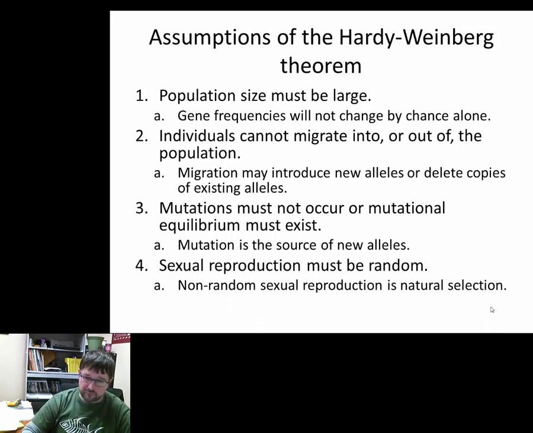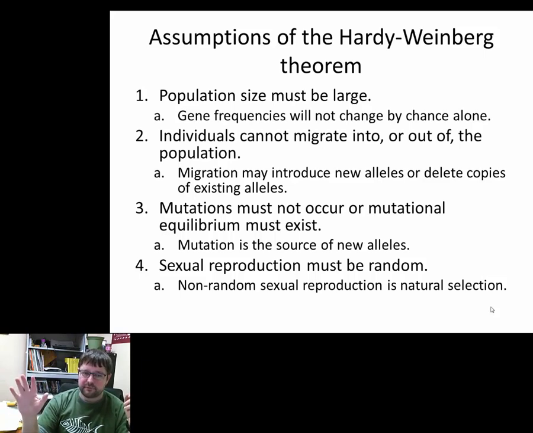And number 4, sexual reproduction must be random. So there's no mate selection. Populations will just reproduce based on what's available. Males will just mate with females. There's no choice. There's no singing. There's no dancing. There's nothing. No fighting. Organisms will mate purely at random.